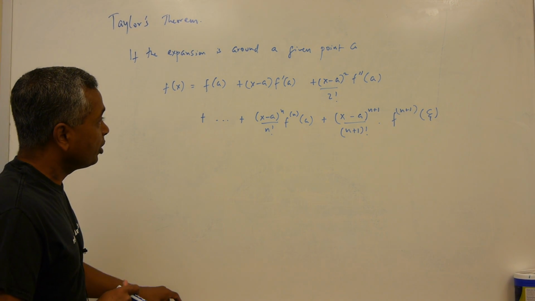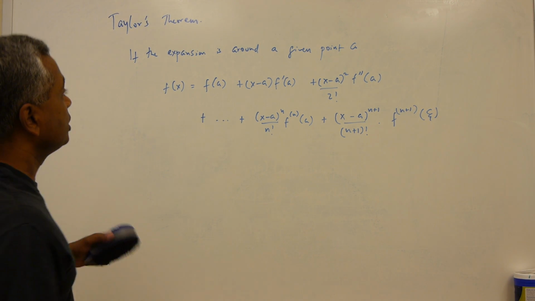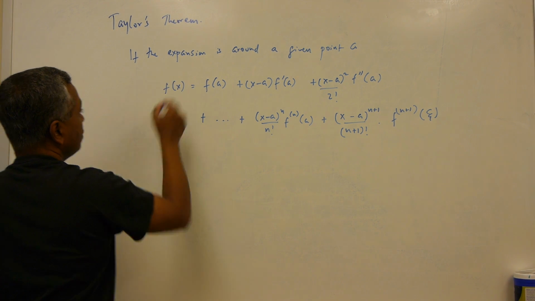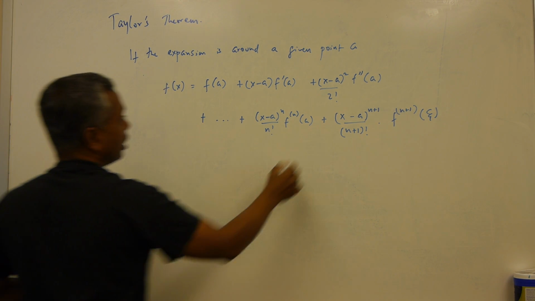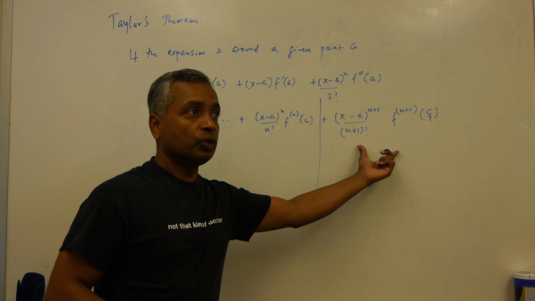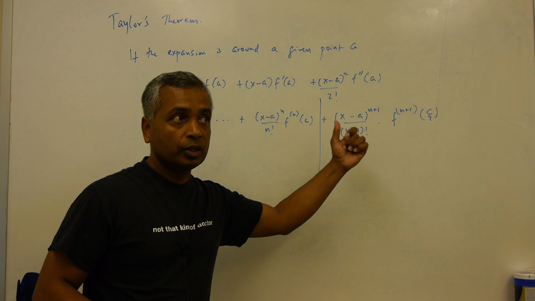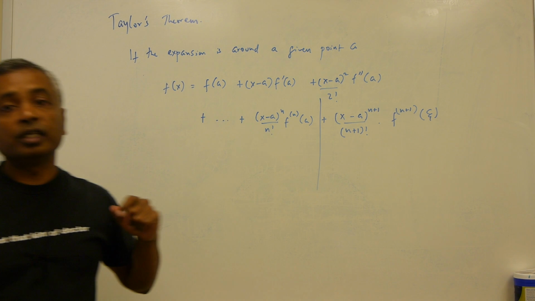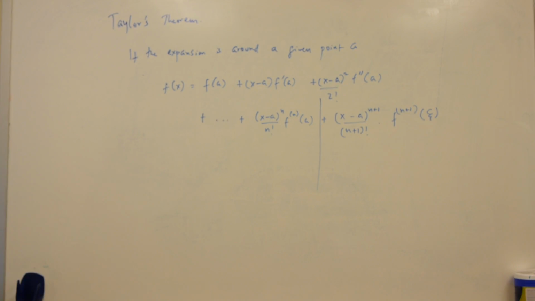Okay, so remember this, and typically what we will do is we will take a finite approximation to this, which will only include up until here. So that's an approximation to the function, and that is the residual error. So this is also sometimes called Taylor's theorem with a remainder.